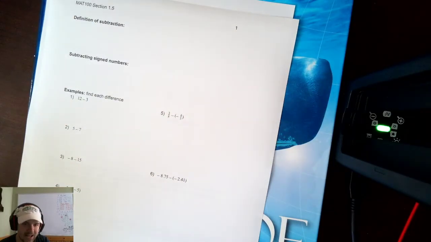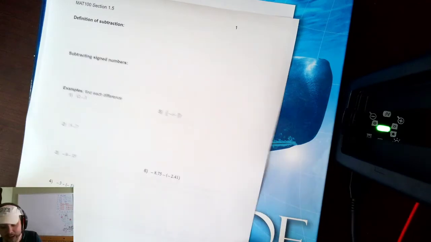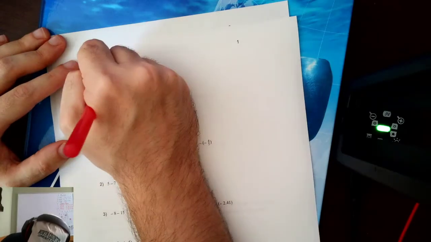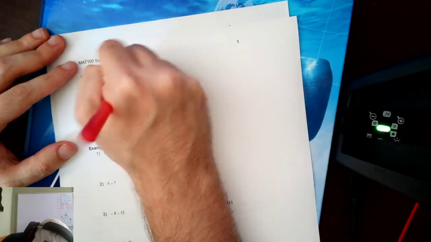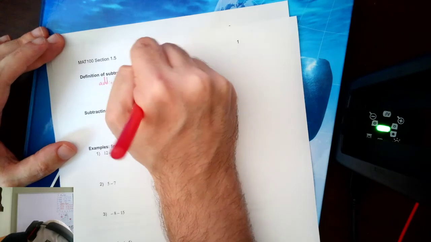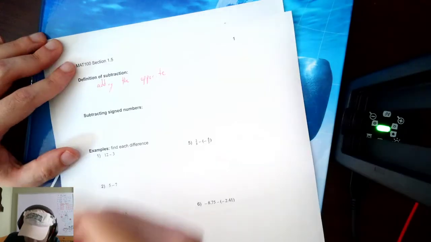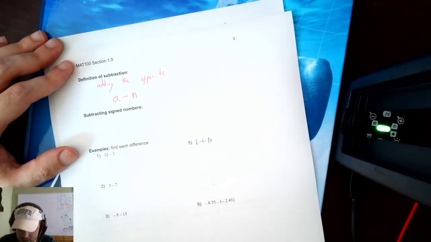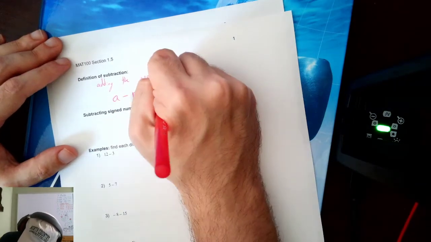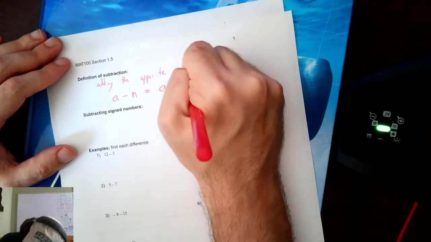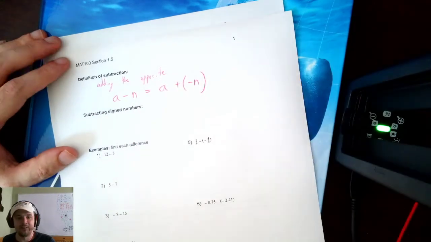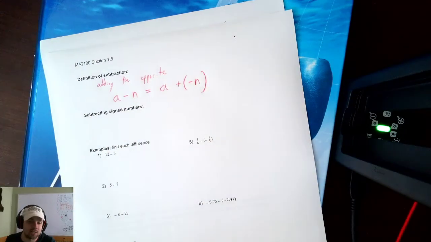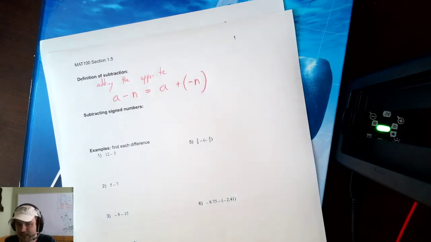Today we're going to talk about Math 100, section 1.5, and we'll start off with the definition of subtraction. The definition of subtraction is adding the opposite. And what this means is if I have a minus a number n, that can be thought of as the same as a plus the negative version of that number. I add the opposite. Subtraction is really just a shortcut for adding the opposite.